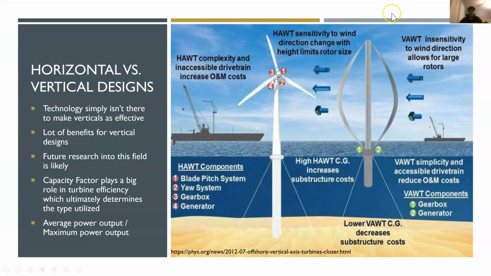All right, so my next topic is the horizontal versus vertical designs. The picture I use on this slide is demonstrating an offshore wind power scenario, but the basics of this apply to both land and offshore.